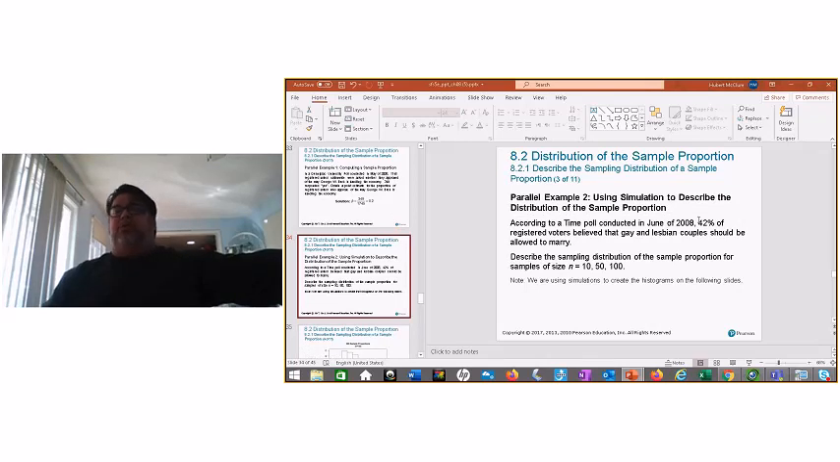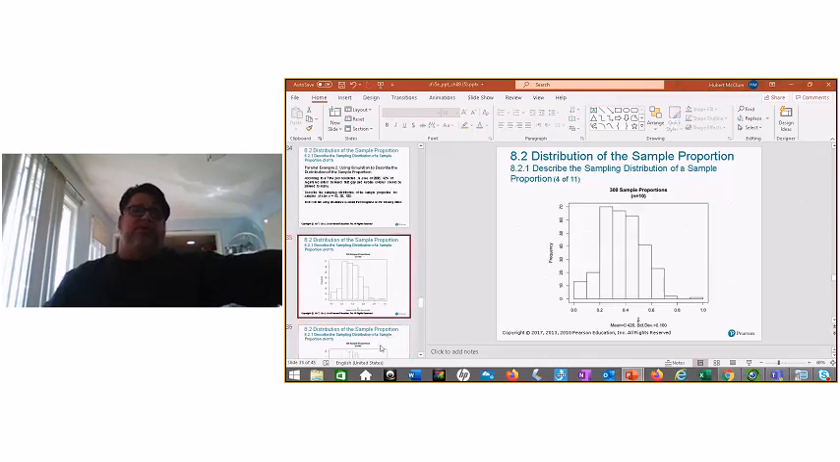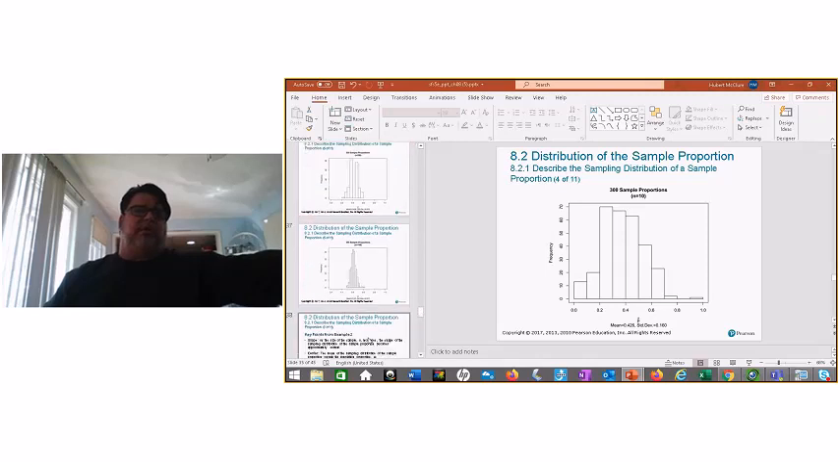Here, they don't give you x over n. They give you a percentage, which you can write as a decimal. So in this case, p hat is equal to 0.42. And I'm going to skip these because you don't need to worry about that.